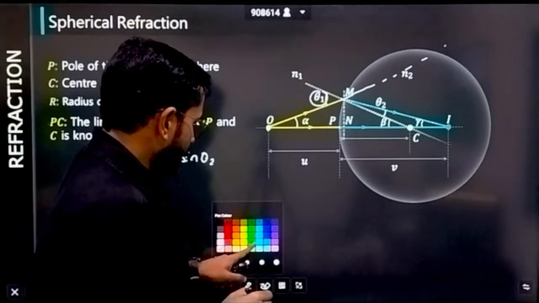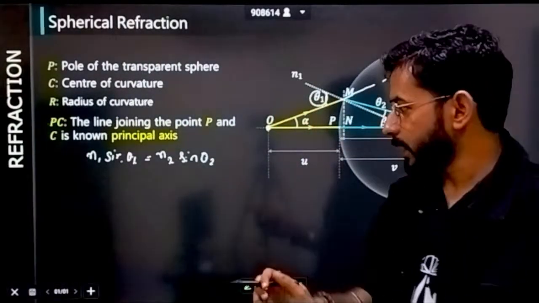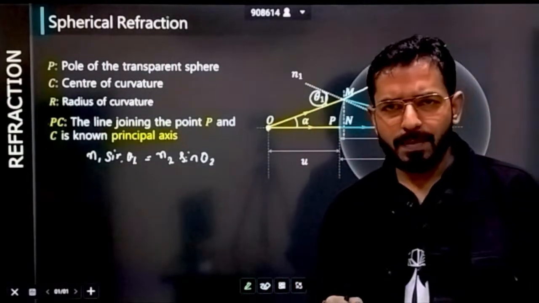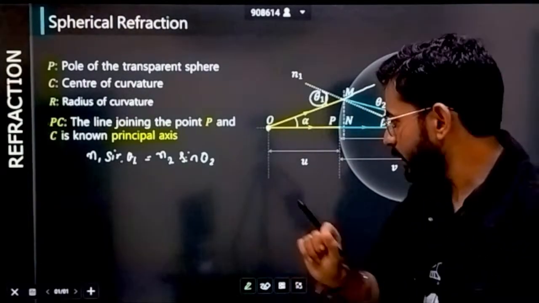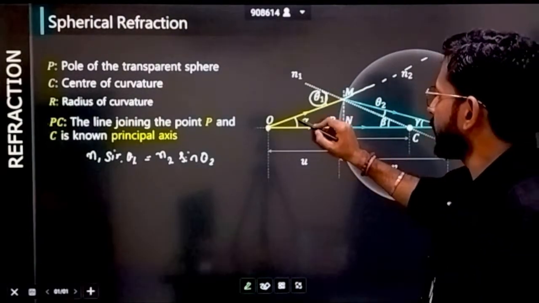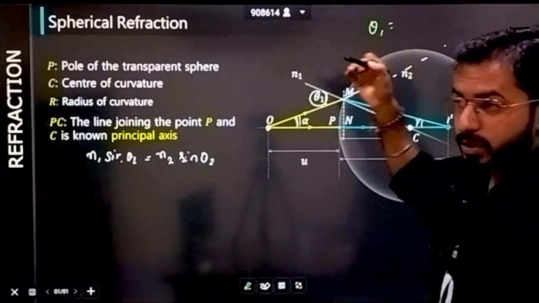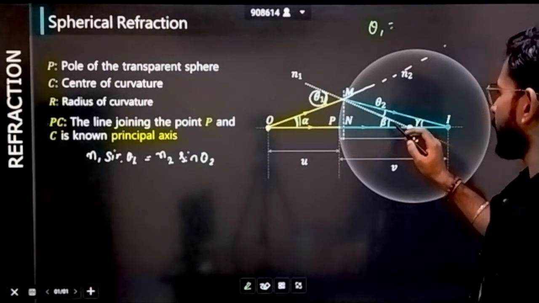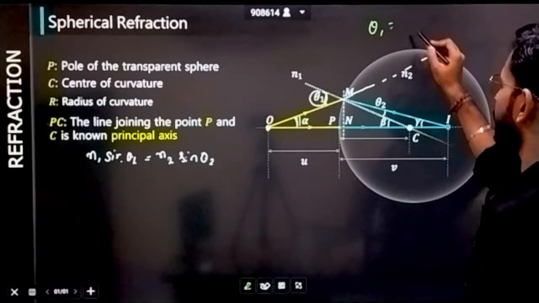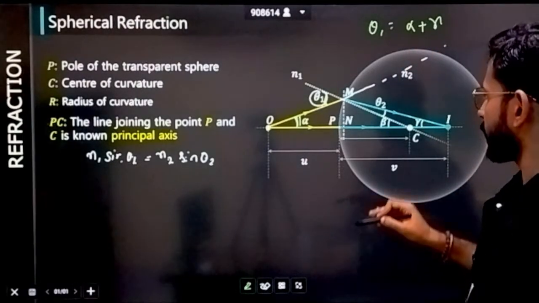Now, what I have to tell you is to use two relations for writing theta 1 and theta 2. Now understand, just as in the mirror formula derivation I told you, using the property of a triangle, here also you use the property of the triangle. How will you use it? Tell me, can you write angle theta 1 using the exterior angle property? Angle theta 1 can be written as alpha plus gamma. This is equation 1.